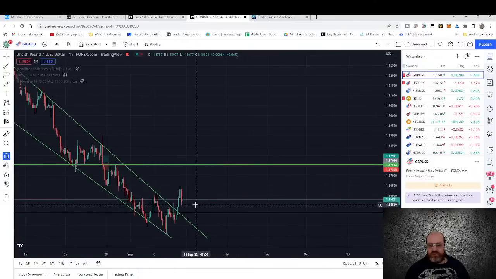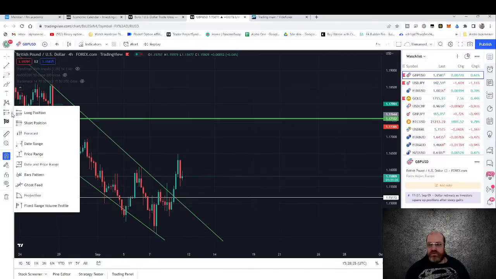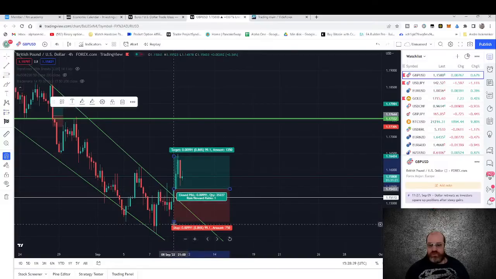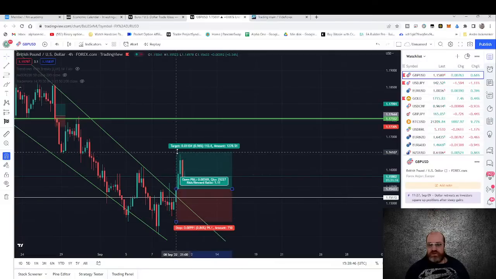How would the trade look right now? Let's just see how this would look. We would have opened on the close above the trend. We would have taken our stop loss below this point here. We would have a target of 1.5. So we would still be in the trade.